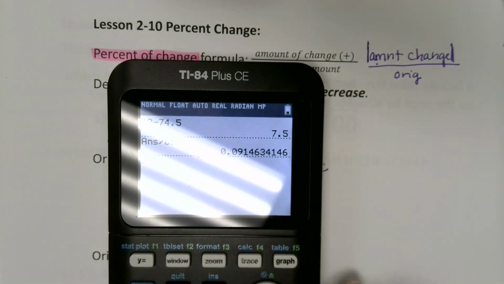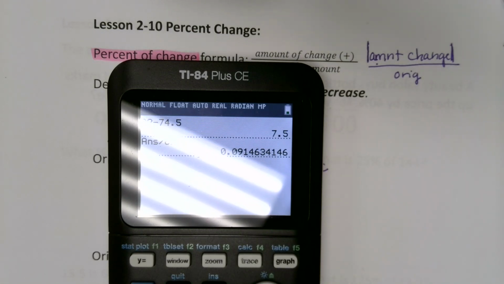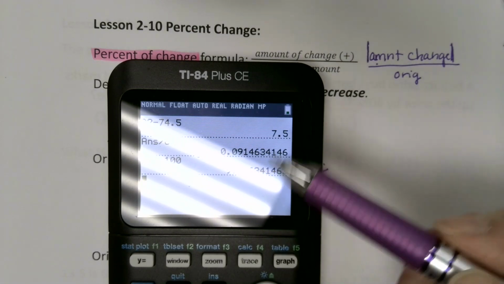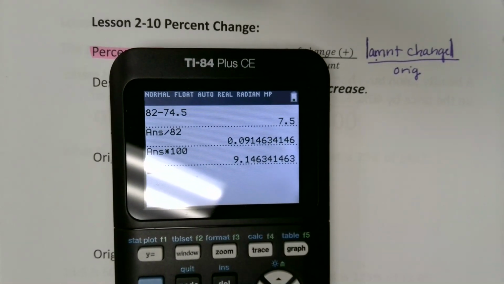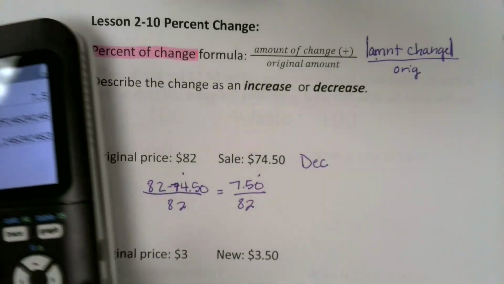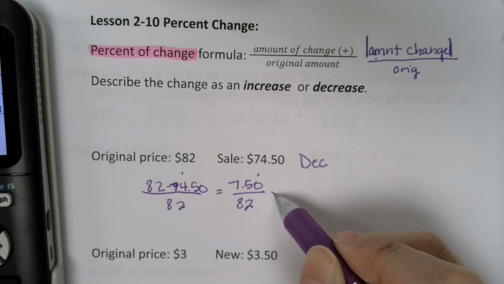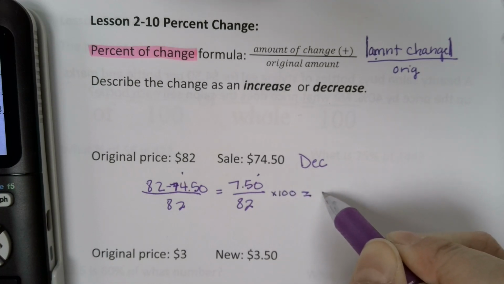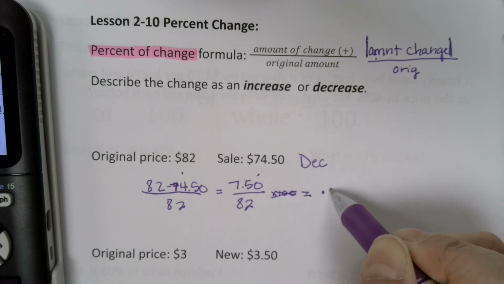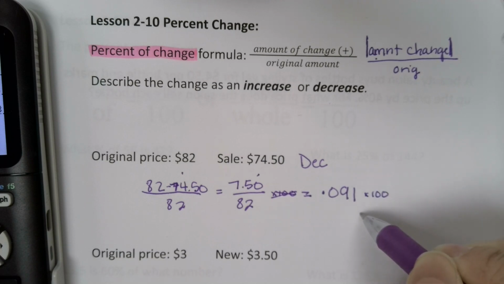So what you're going to need to do is represent this as a percent. So you could multiply by 100 if you want. When I take these two and divide them, I will then multiply by 100 real quick. And then I'll say I had 0.091. When I multiply by 100, that turns into about 9.1%.